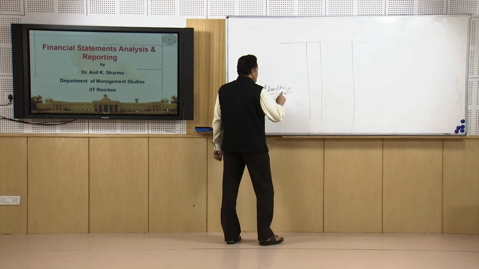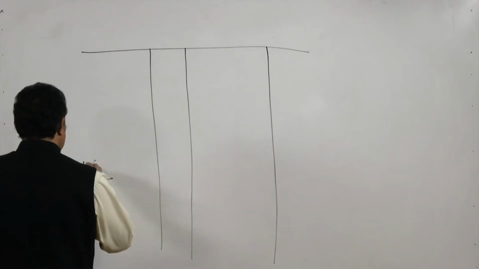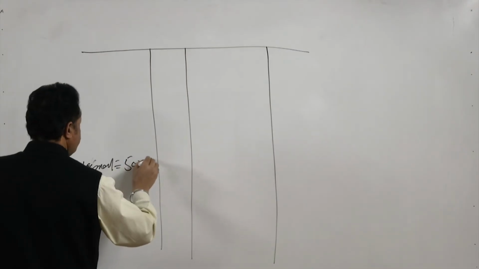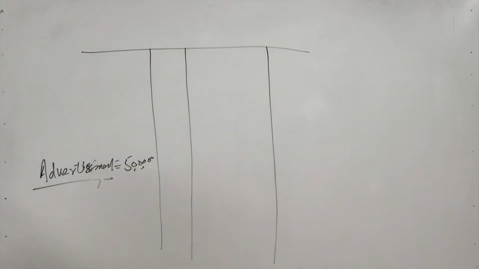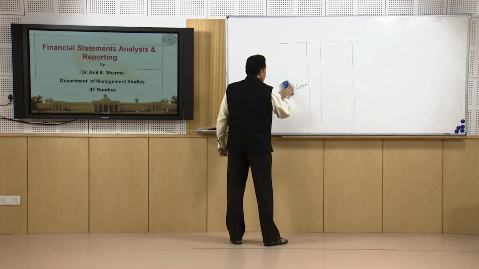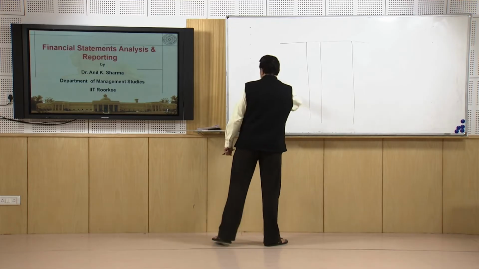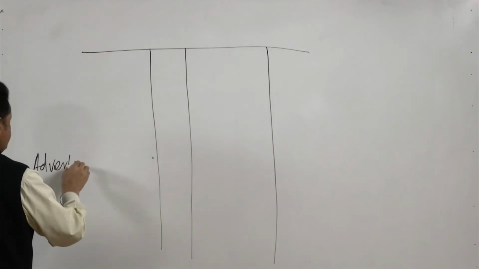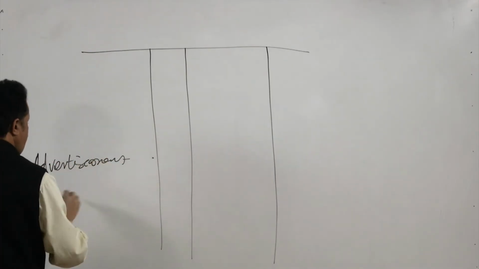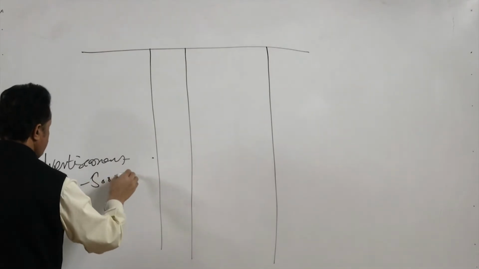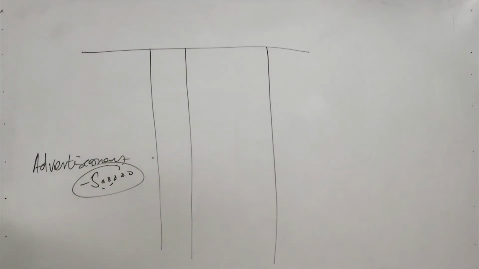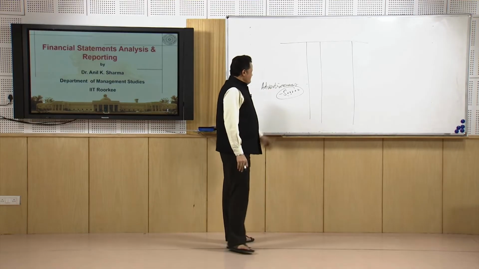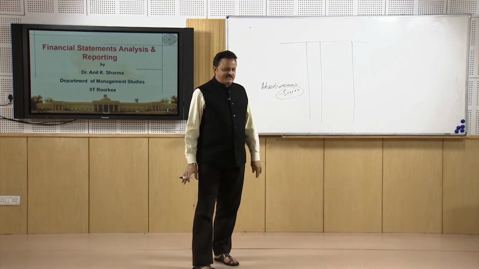Say the firm has spent 5 lakh rupees today on advertisement expenditure, and the benefit of this expenditure on advertising will accrue to the firm over the next 5 years. So, it is not justified to debit the profit and loss account of the current year with this total expenditure of 5 lakhs.